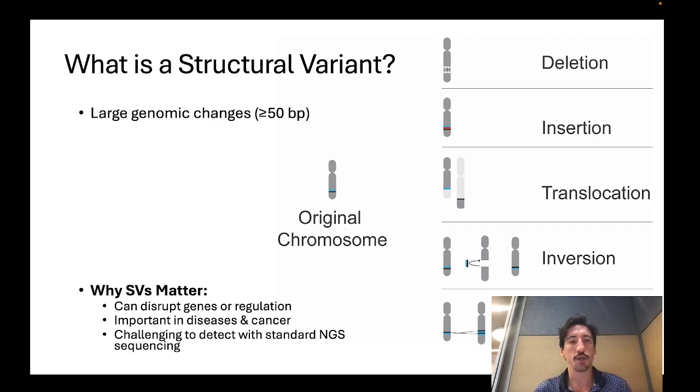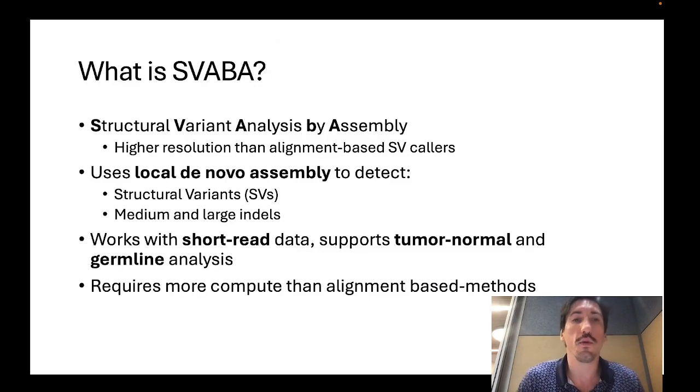Also, these can be challenging to detect with standard next-generation sequencing, because with next-generation sequencing, these fragments are relatively small. So it can be a little tricky to map these large deletions, or to characterize these large structural changes, particularly in regions with a lot of repeat DNA sequences. So, just high level, this is the landscape for structural variants and what we'll be trying to detect in a matched tumor-normal sample. The tool that we'll be using today is called SvABA.